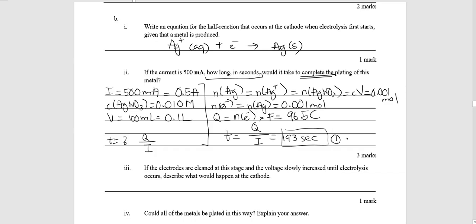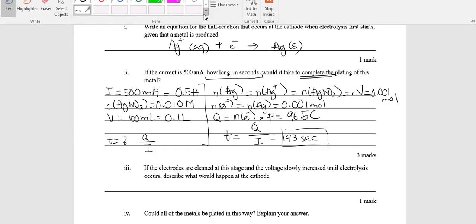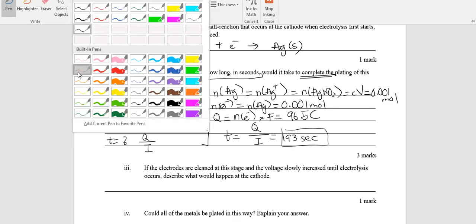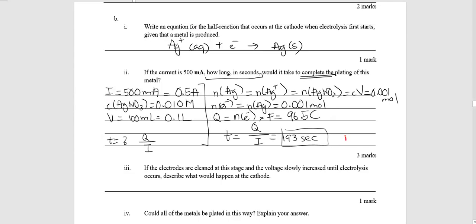So 1 mark for answer. Let's just change the color because I want to show the marking scheme as well. So 1 mark for answer. Obviously this is a mark. Now for this one you get the first mark for getting the number of mole of electrons and the second mark for calculating the charge.